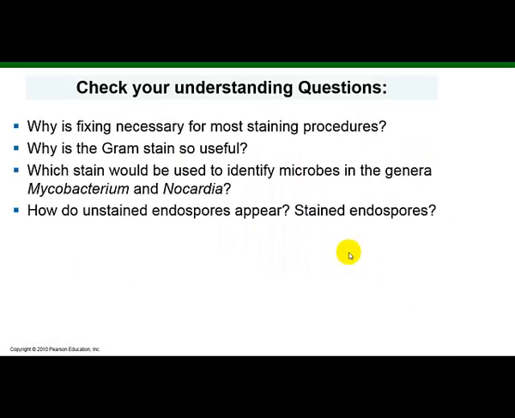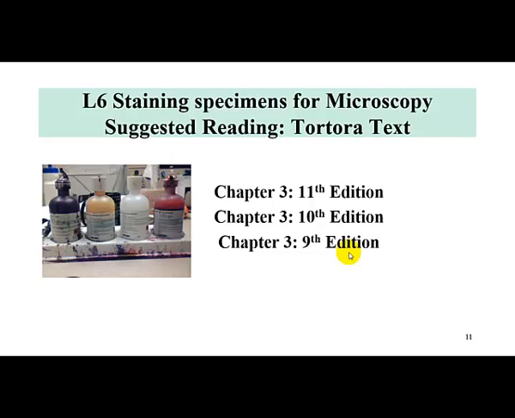Here are some check your understanding questions. And finally, the suggested reading is Chapter 3 for this particular lecture.